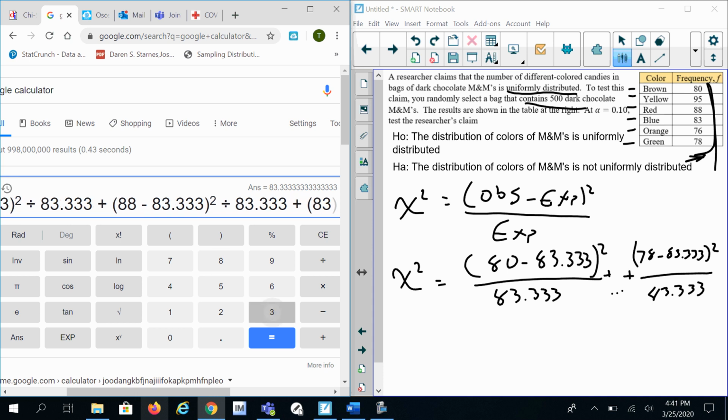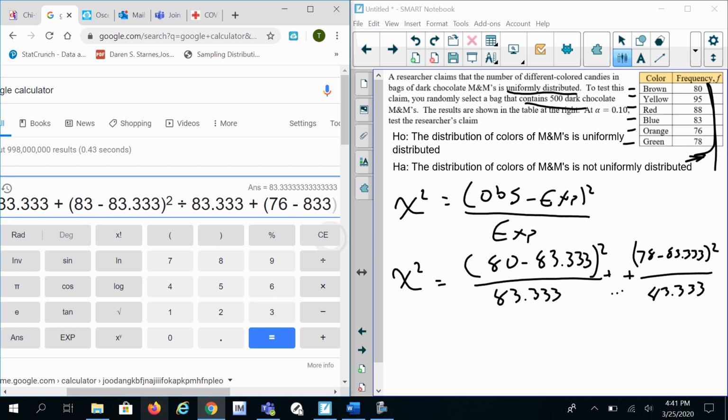So 83 minus 83.333 squared divided by 83.333. If you get the pattern here, just skip ahead like a minute and you'll see what the answer is. If you just love hearing my awesome voice, feel free to keep listening.